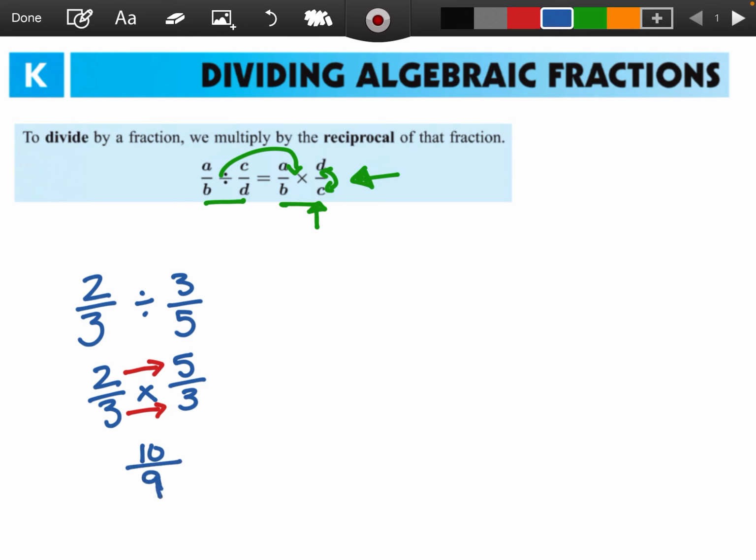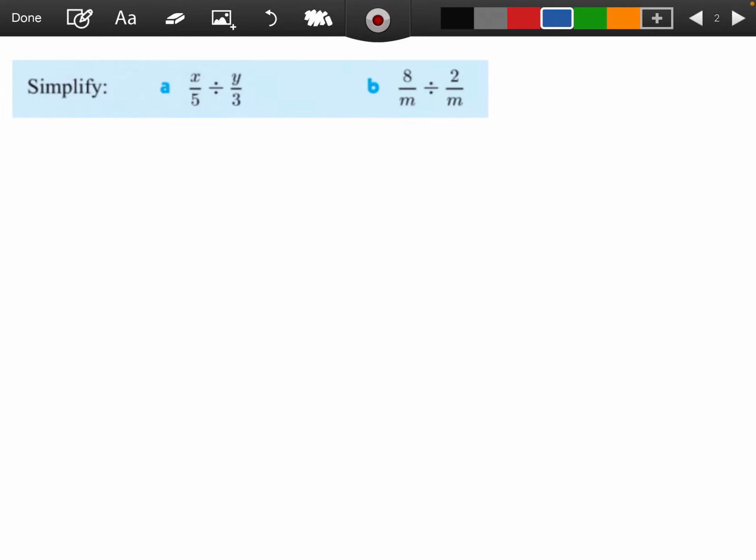We look to see if we can reduce that, and we can't. We can't divide 10 and 9 by the same number and get a nice whole number answer. So we leave it as 10 over 9. There's no need to make it a mixed number. So that's a refresher on how to divide regular fractions. So let's get to how we divide algebraic fractions.